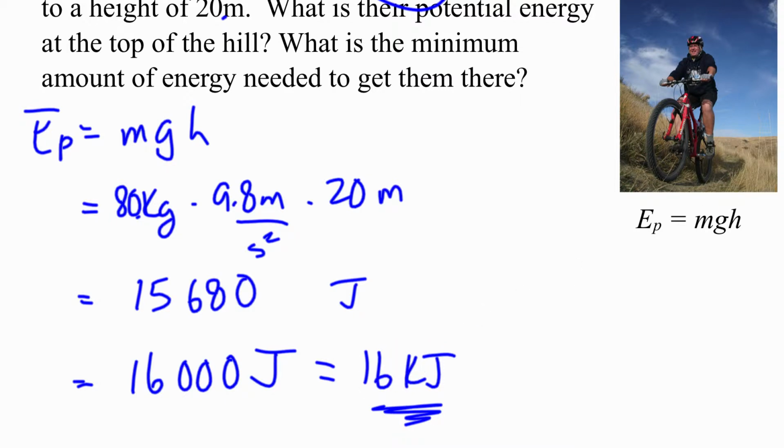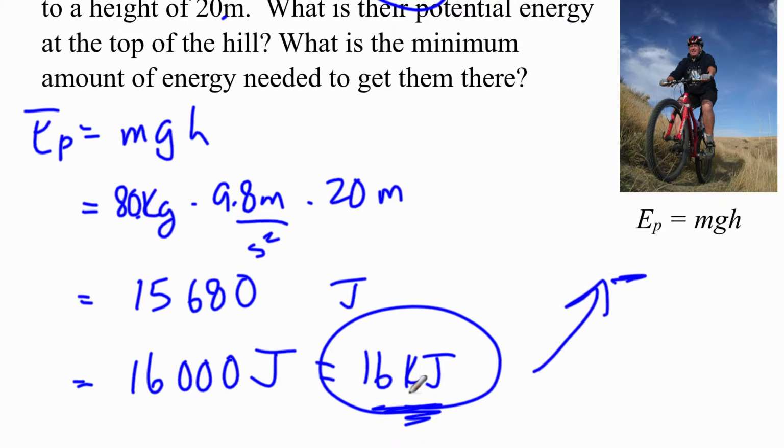Ready to come downhill. Well, now the question is, what's the minimum amount of energy you need to get them there? If that's how much potential energy they have at the top of the hill, that's how much energy must have been put in order to get you to the top of that hill. Okay?